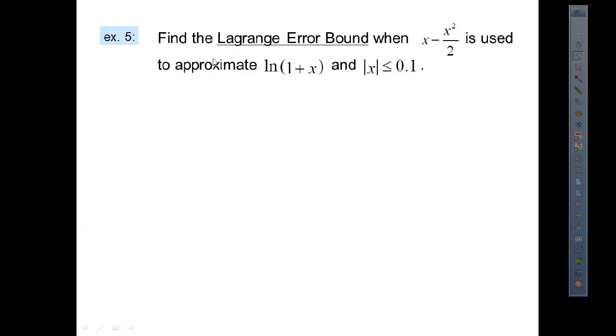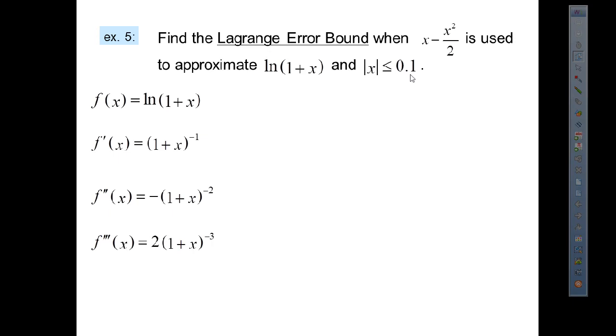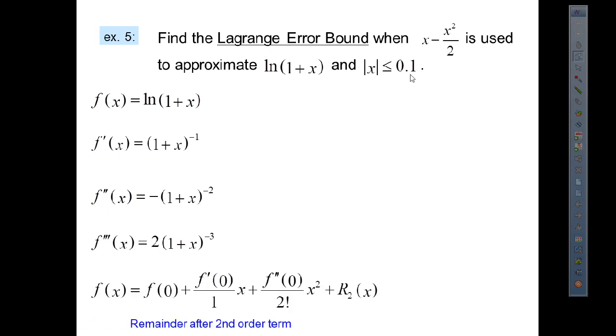All right, so let's find the Lagrange error bound when x minus x squared over 2 is used to approximate the natural log of 1 plus x, and the absolute value of x is less than 0.1. So we're using two terms. We go ahead and find our series, and we would have this.